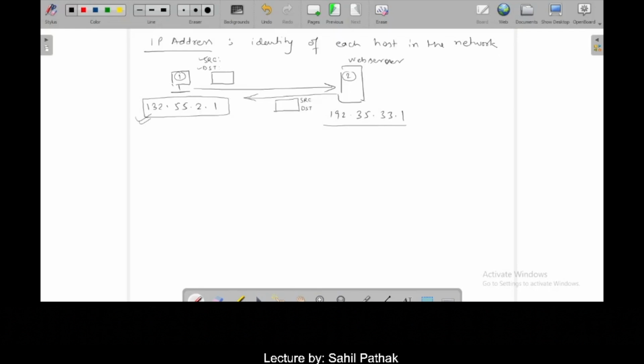Now this is actually the source because it is responding to the packet. As it is generating the packet, now this would be the source and this would be the destination. So the source IP address would now be 192.35.33.1, and the destination IP address would be 132.55.2.1, like this. So this is one clarification about the IP addresses.